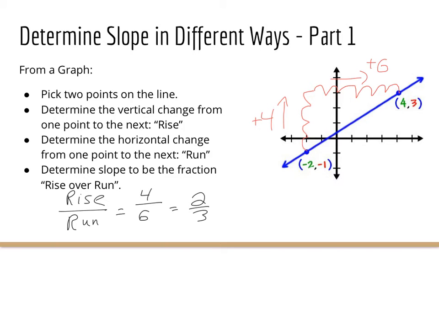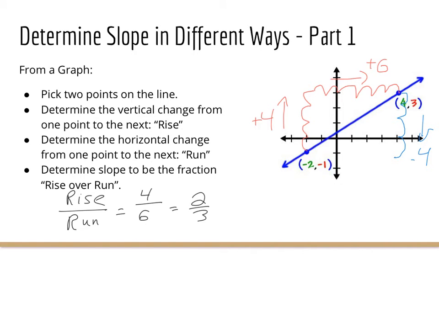Now, it doesn't matter which point I start at when I'm determining slope here. I could have chosen to start at the point (4, 3). In fact, if I do that and I find the vertical change, I'm going to go down 1, 2, 3, 4. I'm going down 4. Down on the Cartesian plane is a negative direction.